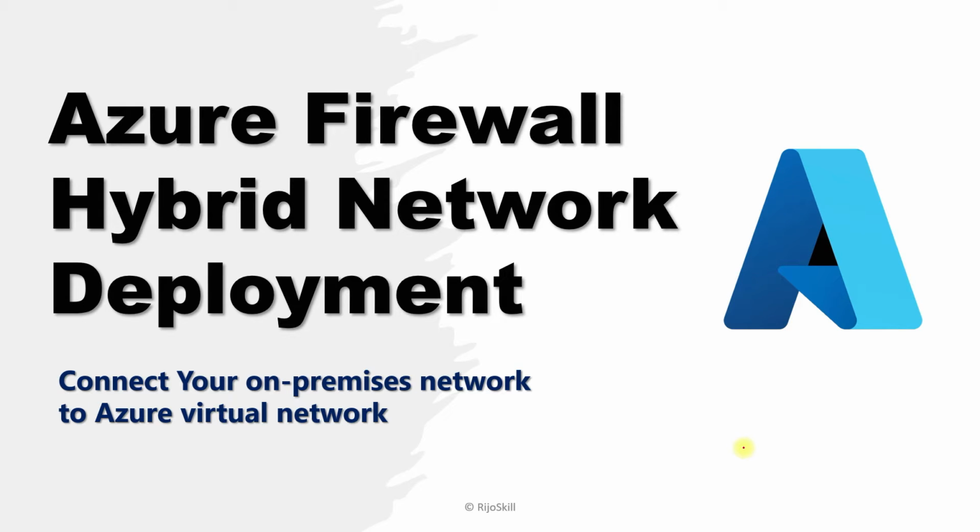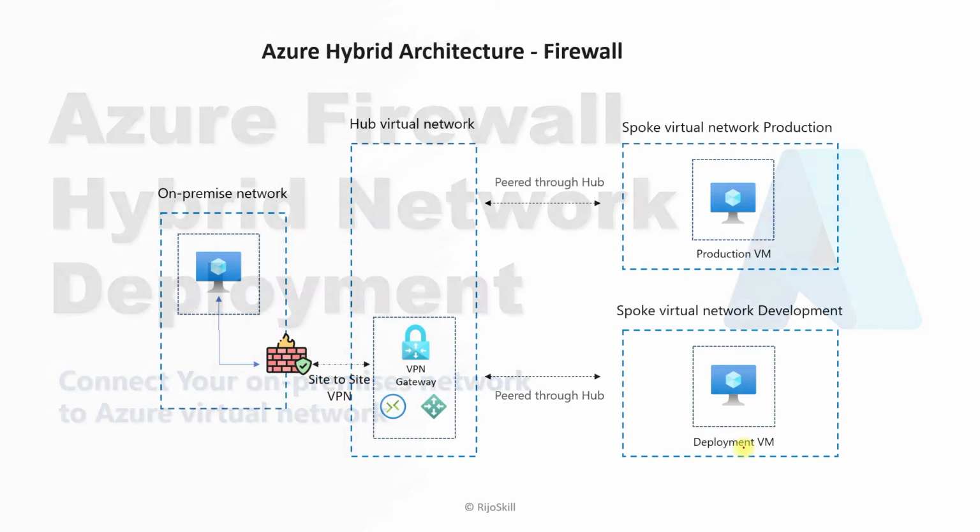Today I plan to cover the topic Azure Firewall Hybrid Network Deployment. So what does Azure Firewall Hybrid Deployment mean? You can deploy your Azure Firewall in the Azure network and connect your on-premises network to the Azure Virtual Network. So how can we do this? I will elaborate with one diagram here.